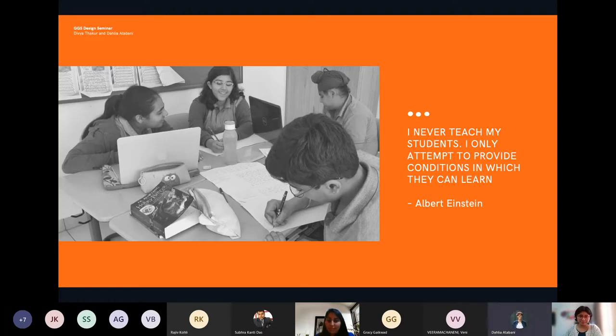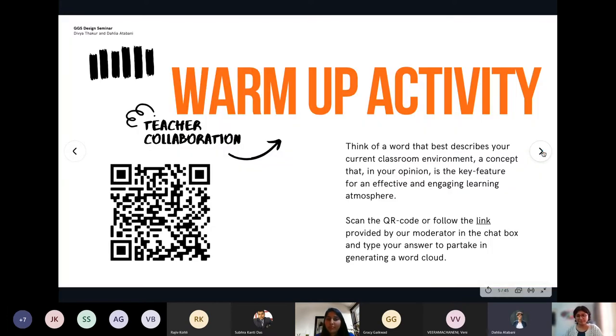Absolutely, I agree, Ms. Divya, and we are going to be speaking and proving this point several times throughout this session. But before we actually start speaking about what we think on the subject, we would like you to engage in our very first warm-up activity, which is generating a word cloud. So what we're going to ask you to do is think of a word that best describes the current classroom environment in your class, in any design class that you have, or maybe share a concept which in your opinion can be the key feature and which is essential and vital for an effective, engaging learning atmosphere, once again, an engaging classroom environment.